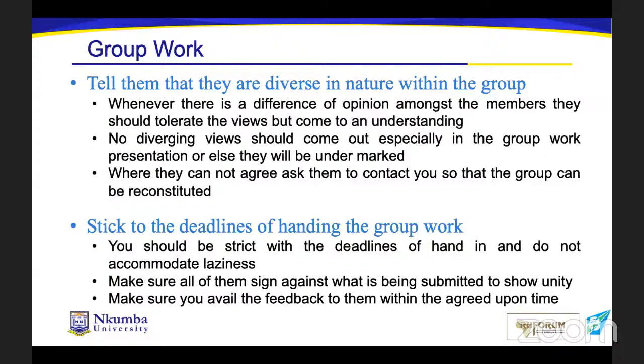And never forget to avail feedback within the agreed upon time. If it's a continuous assessment, avail the feedback before another continuous assessment. Not availing feedback at the end of the semester, or not even availing it at all. Once they see this, they will understand that this lecturer never avails feedback, and they will do things for the sake of just submitting.